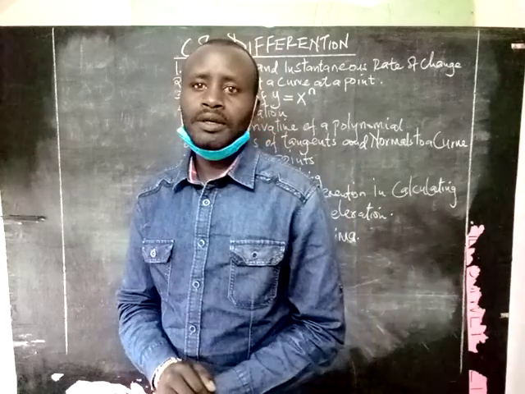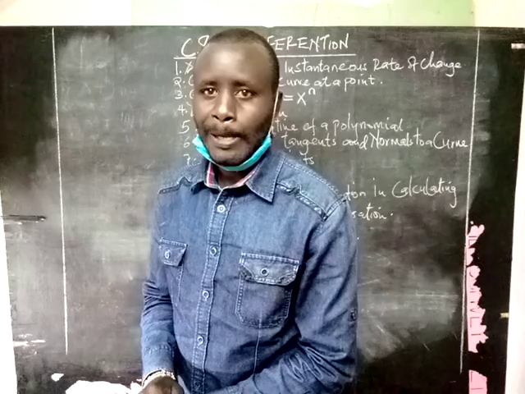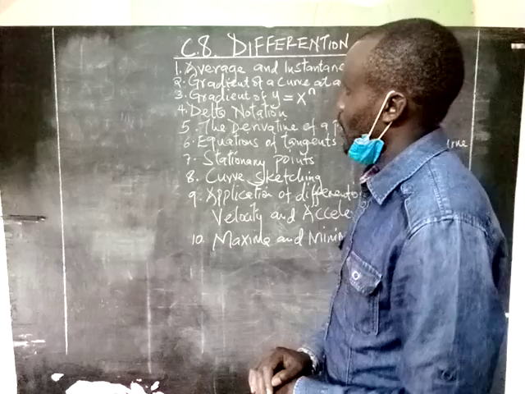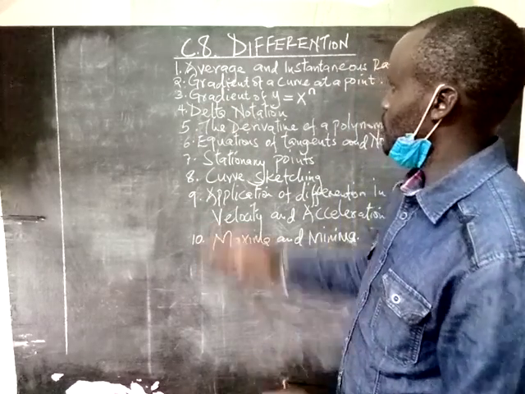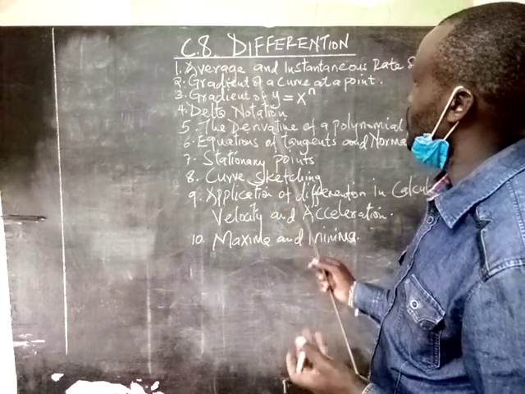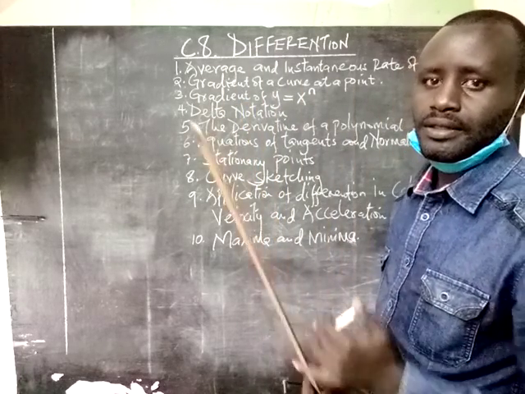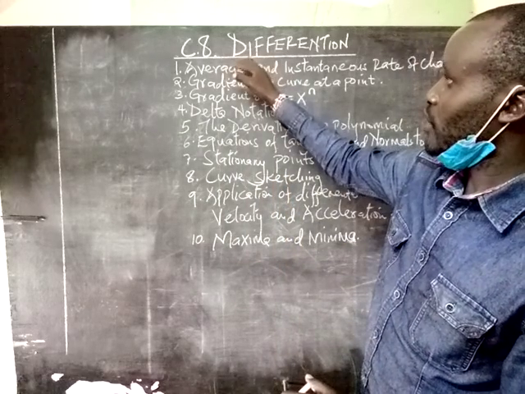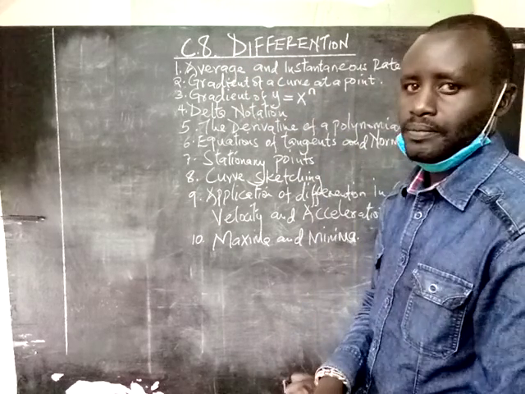Today we are going to learn chapter 8 of the Form 4 syllabus about differentiation. And we have 10 subtopics that we are going to learn on this topic of differentiation. One is on average and instantaneous rate of change. Average, you remember that we learned gradients in Form 2. So we are going to learn more of gradients in these parts. Then we move on to gradient of a curve at a point.